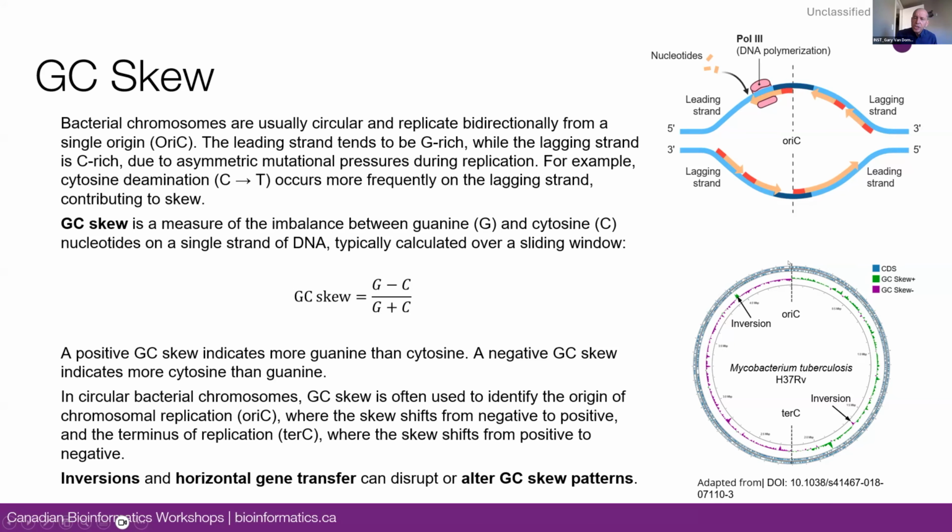So the GC skew will go from one polarity to the other very abruptly at the origin of chromosomal replication, and then it will do the same thing again at the terminus of chromosomal replication. So you can look for these to help to identify the origin, and that can help you to orient your genome. Also, if you get inversions, where parts of the genome just flip themselves over, that will flip the skew, and so you can identify inversions by looking for these abrupt changes in the skew.